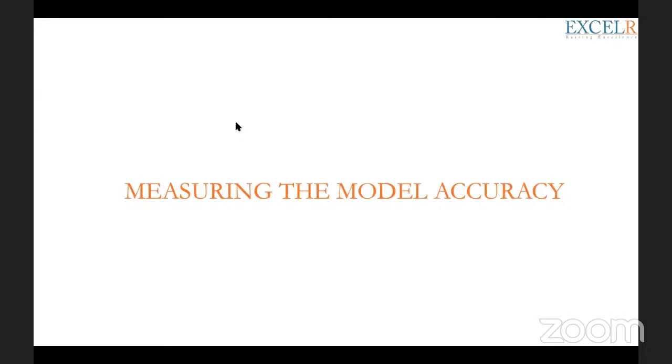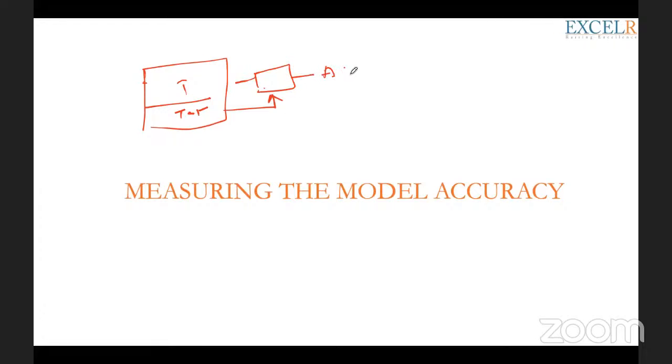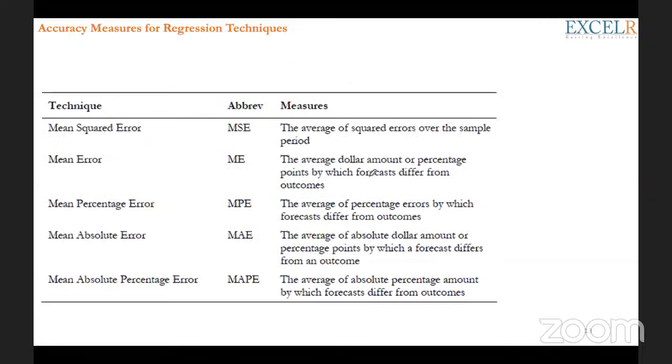Right. Now, how do we measure the model accuracy? We said that we can test the models. We have the data set, train and test, build the model, apply the test data to the model, then compute the accuracy. What is the formula to compute the accuracy? How are you going to compute it? That is what we are going to discuss as part of measuring model accuracies. What are the different measures?